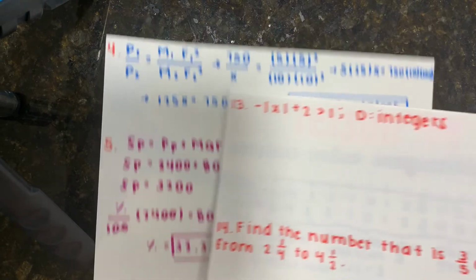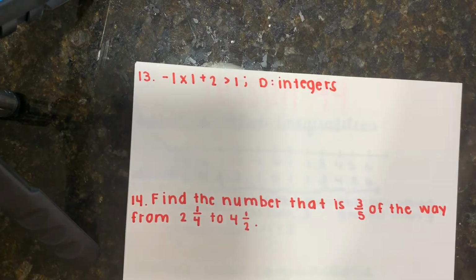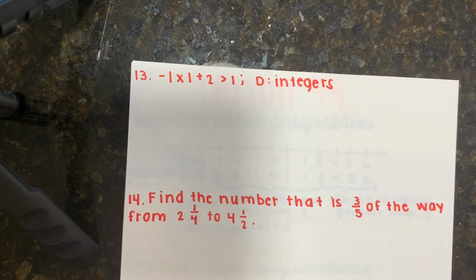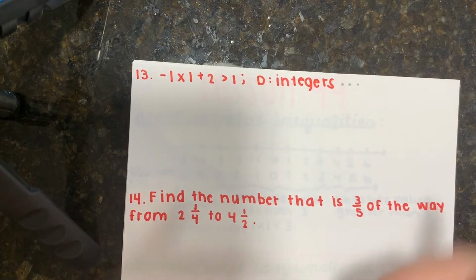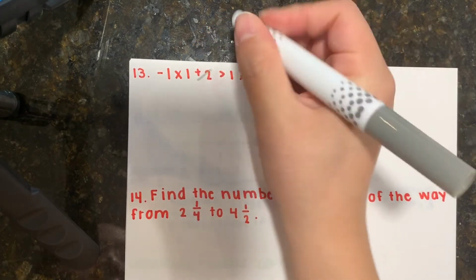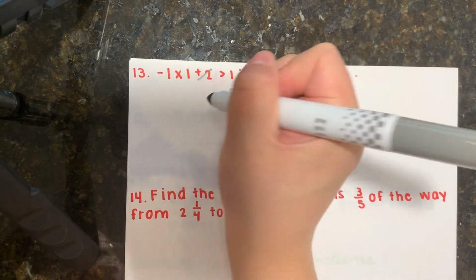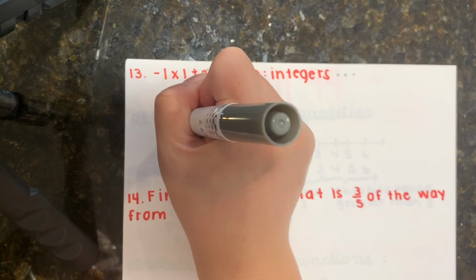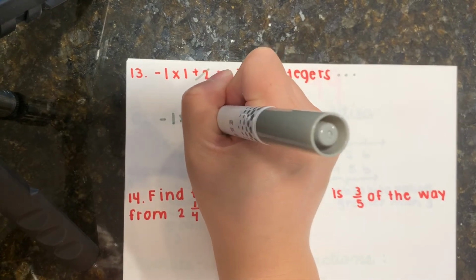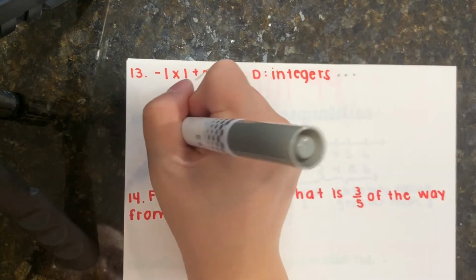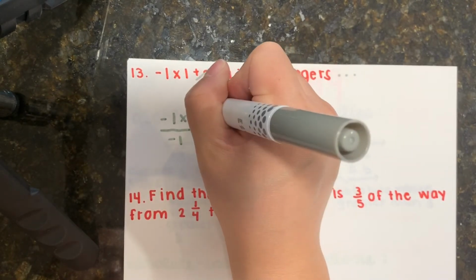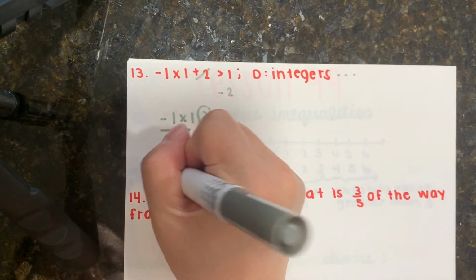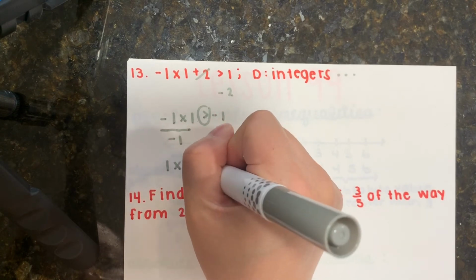For this one, the first thing I'm gonna do is look to see that this is based off of integers, so I know this is gonna be dots, not the arrow. I'm gonna start by moving the 2 to the other side, so I'm gonna subtract 2. So I have negative absolute value of x is greater than -1. Then I'm going to divide by the negative sign, which means I have to flip my inequality. So now I have the absolute value of x is less than 1.